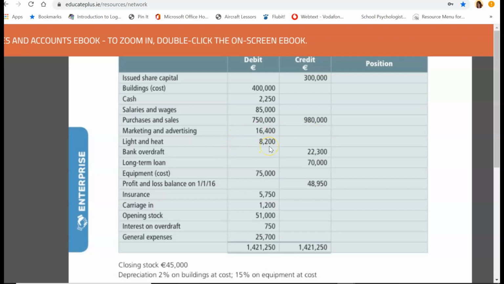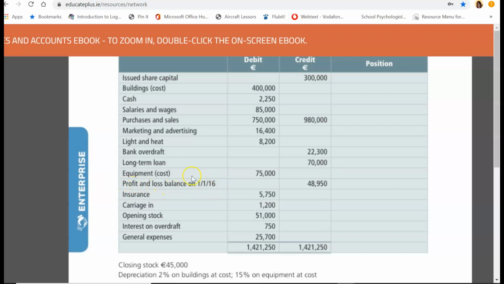Then we have the bank overdraft, and a bank overdraft is what we consider a current liability. So that means it goes into the statement of financial position as a current liability. A long-term loan, well, long-term loans go into the statement of financial position under the financed by section, so they're going into the financed by section. Equipment is a fixed asset.